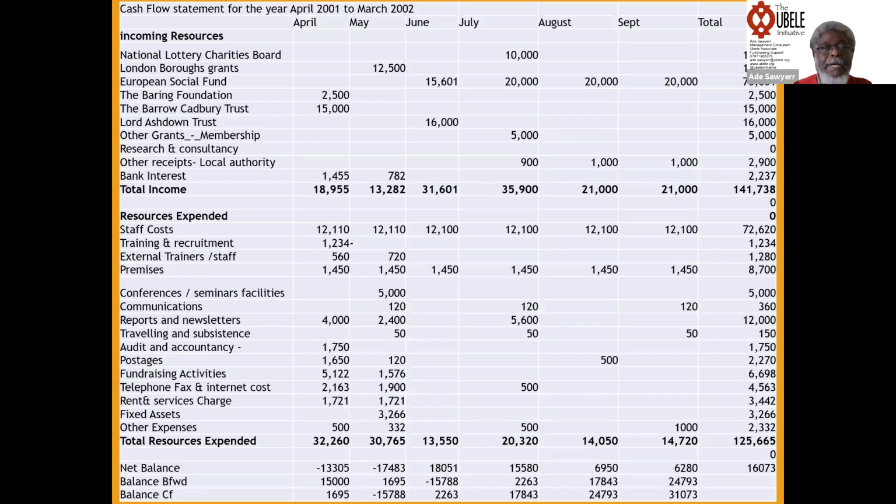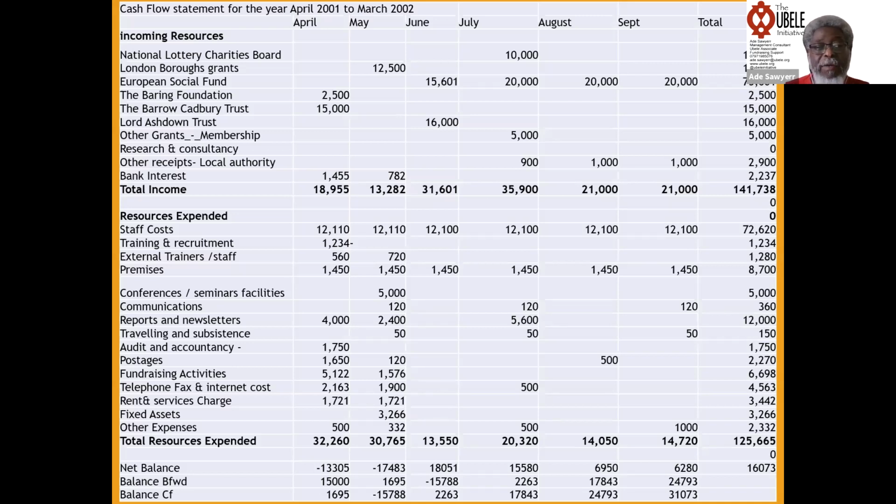What I've done here is to look at a typical cash flow forecast over a 6-month period. These are the funds that are coming to the organization. National Lottery will not come till July. London Boroughs Grants comes in May. European Social Fund is coming in 4 different tranches in June, July, August, September. The Baring Fund, we are at the tail end of that fund, so we are getting only 2,500. Barrow Cadbury Trust is paying us to employ somebody, so it's 15,000. They give it to us in April.